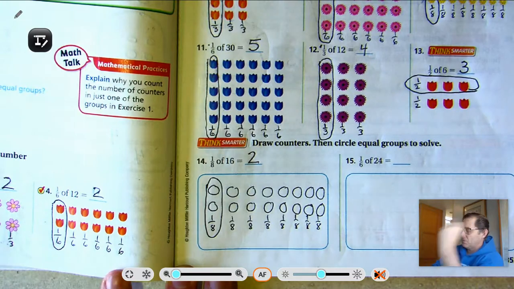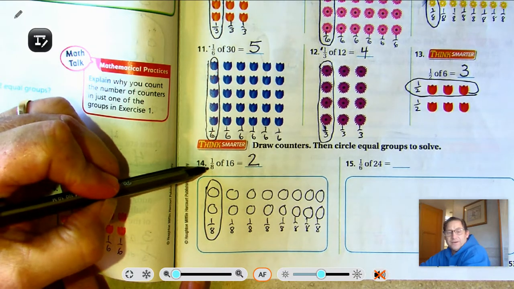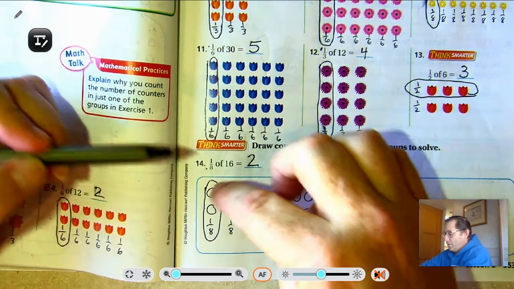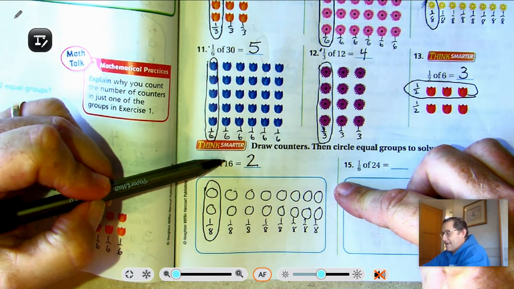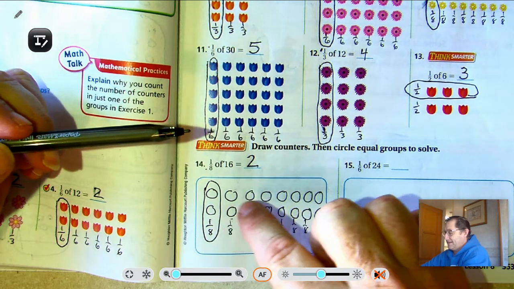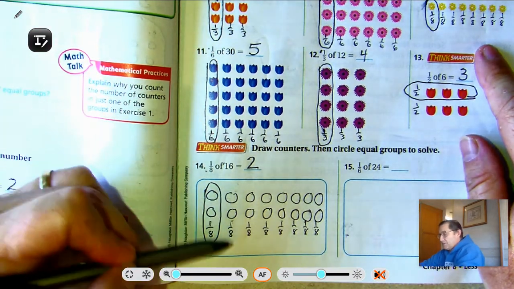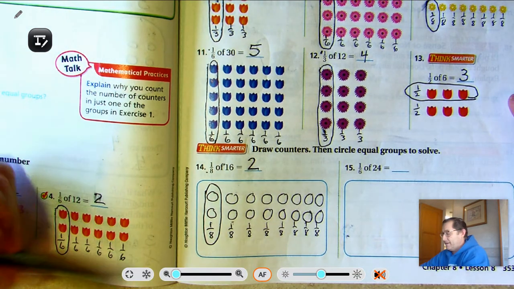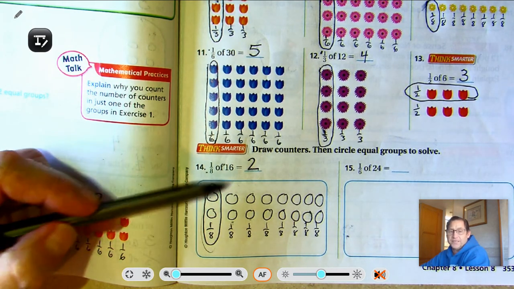All right, so how did I know to do a row of 8? Well, I took that from the denominator. That told me how many equal groups there's going to be. So I went 1, 2, 3, 4, 5, 6, 7, 8, and then I knew I had to add another row until I got to 16. 8, 9, 10, 11, 12, 13, 14, 15, 16. Each column is 1/8 of the set, so I'm going to circle one of those 8 groups, and there's 2 in each group.